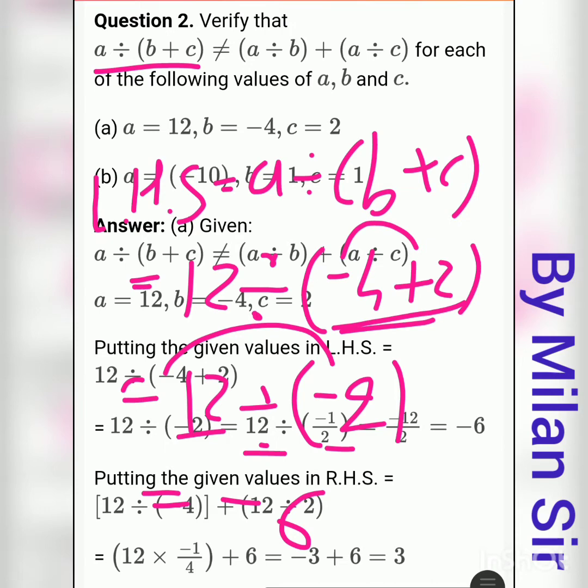Again, a divided by (b plus c), put the values of a, b and c. First of all, we need to solve this bracket. So -4 plus 2 is -2. We need to put the bigger number's sign here. So 12 divided by -2: 12 by 2 is 6, and plus times minus. So our answer for the left hand side is equal to -6.